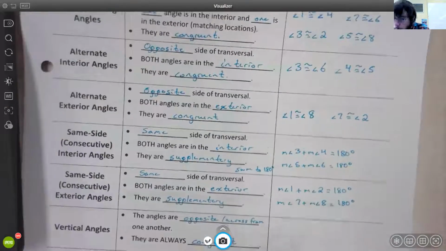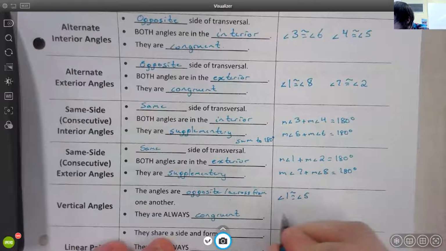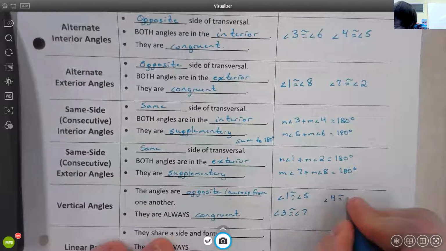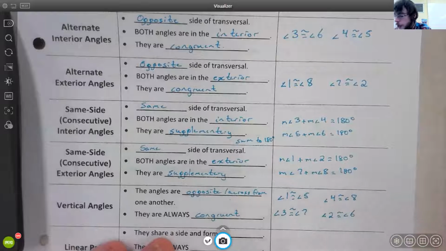Okay, so we're just going to write those down real quick. So angle 1 is congruent to angle 5. Angle 3 is congruent to angle 7. Angle 4 is congruent to angle 8. And angle 2 is congruent to angle 6.